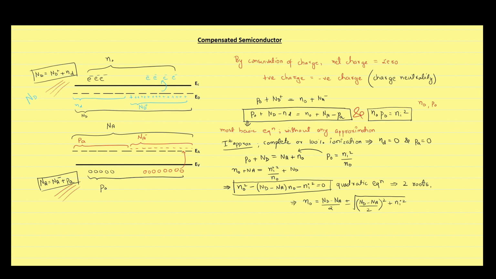Since the value of free electron concentration cannot be negative, the negative term will be eliminated, giving free electron concentration to be equal to the positive root, and this is the final answer.